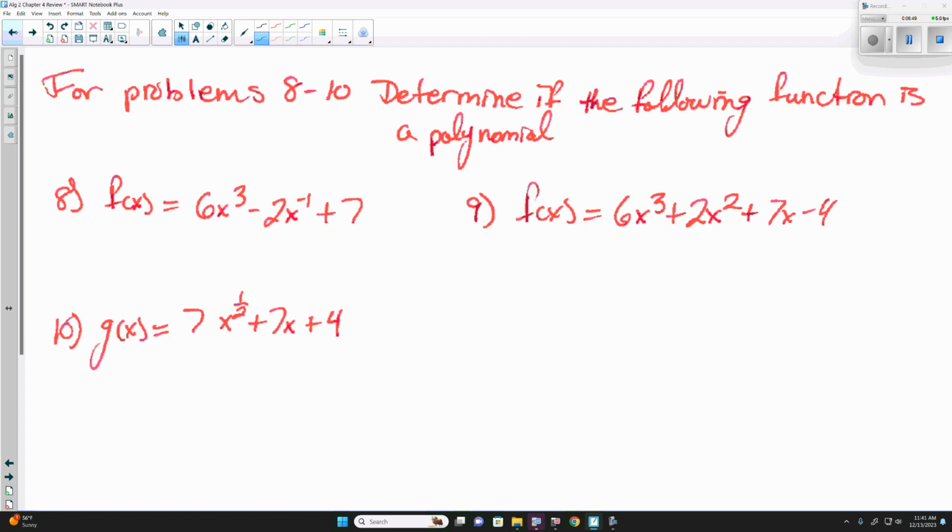So number 8, is it a polynomial function? No, we can't have a negative exponent. How about number 9?